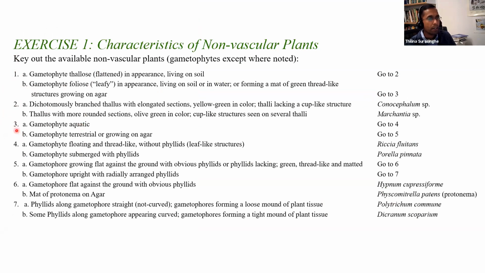Gametophyte aquatic, gametophyte terrestrial or growing on agar, right? So gametophyte aquatic is in water, and gametophyte terrestrial is growing in a terrestrial-like environment, or on agar. I don't know how you pronounce it. Do you guys know what agar is? That's the artificial thing you have on petri dishes to grow mold or bacteria. Correct. It's an artificial growth medium which provides nourishment. It's largely a carbohydrate-based growth medium, right?